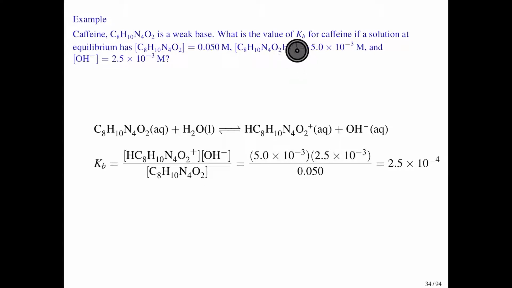They want us to calculate the Kb for caffeine given the equilibrium concentrations of all the species that participate in the base ionization reaction. So here, caffeine acts as a base. It accepts a proton from water. That gives us its conjugate acid and leaves behind hydroxide. We set up the Kb expression for caffeine, substitute in the equilibrium concentrations, and that gives us the value of Kb, 2.5 times 10 to the minus 4 in this case.